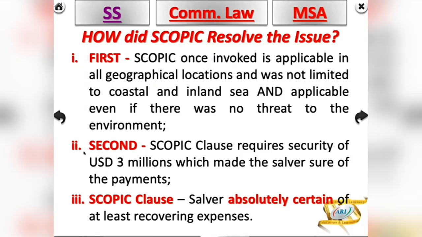Understood, sir. This $3 million can change depending on the agreement. No, this is fixed.